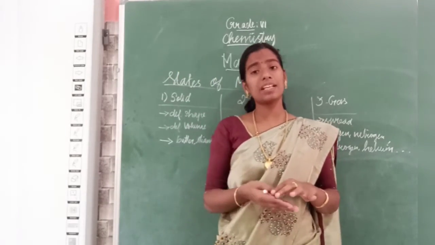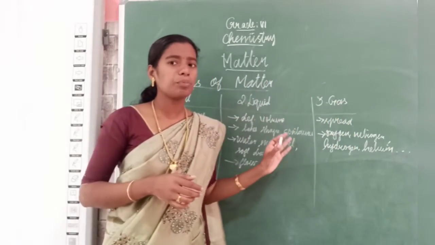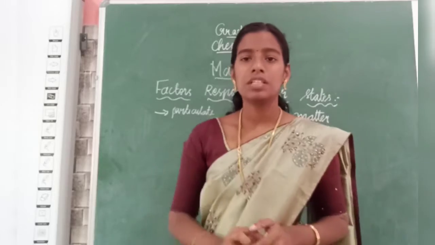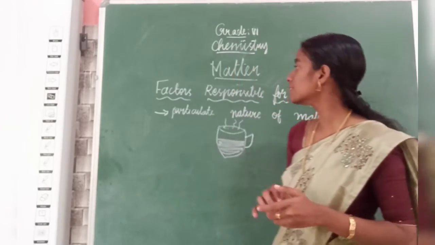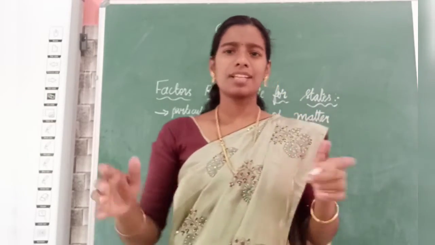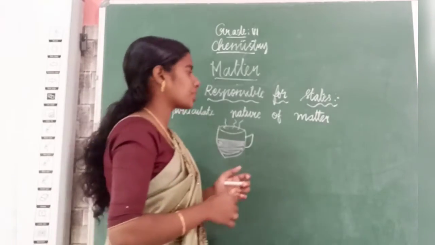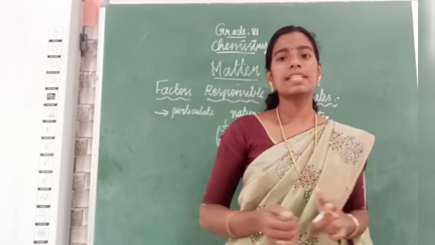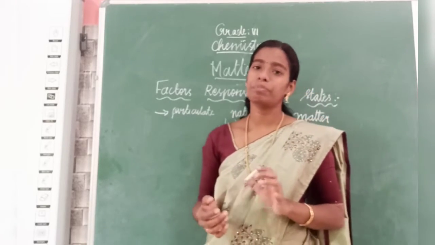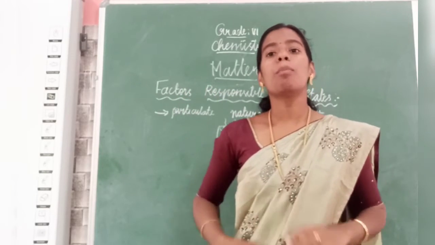Then the next heading we can see. If you read your book, you can clearly understand. We can go for the next one. The next one is factors responsible for the states of matter. There is a theory called the theory of particulate nature of matter. What does this theory say? It says that all matter is made up of very tiny atoms or molecules.